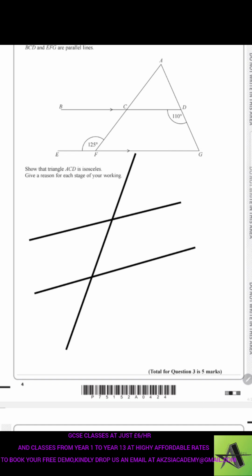The second type of angle is interior angles. These angles, because they are inside, are called interior angles. And these are exterior angles. Okay.